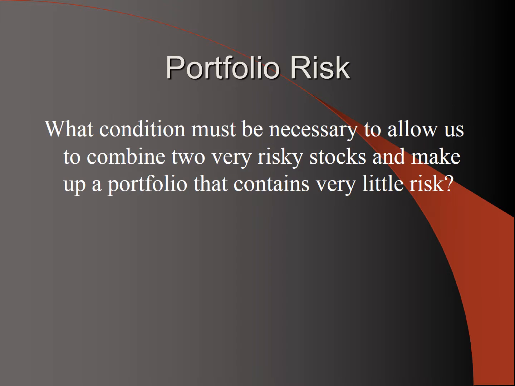So my question is, what condition is necessary to allow us to combine two very risky stocks and make up a portfolio that contains very little risk? And hopefully you can think through this, and you will notice that these two stocks are what we call negatively correlated. In other words, they tend to move opposite one another. So when we're dealing with a portfolio, we have to pay attention to the correlation of returns between the stocks or between the assets.